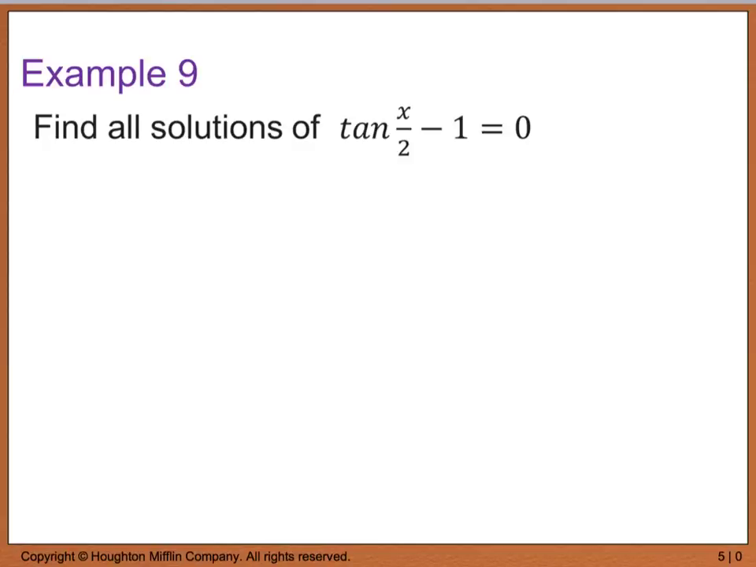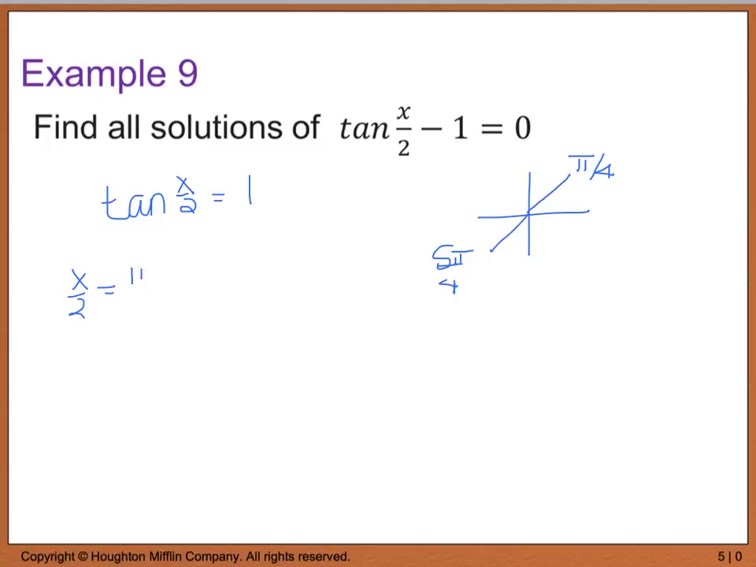Example 9 says to find all solutions of the tangent of x divided by 2 minus 1 equals 0. So I'm going to first start out by saying tan of x divided by 2 equals 1. Well, I know tangent equals a positive 1 at pi over 4 or 5 pi over 4. So I'm going to take this x divided by 2, set it equal to pi over 4, and solve for x.